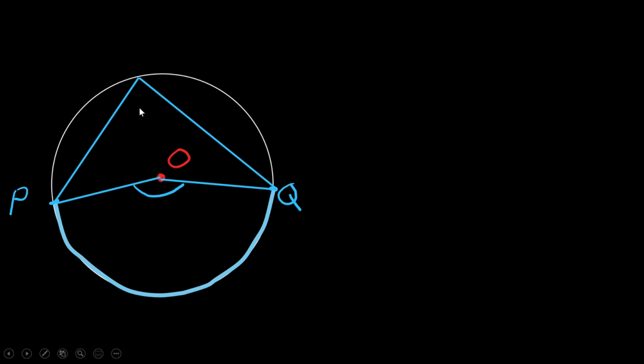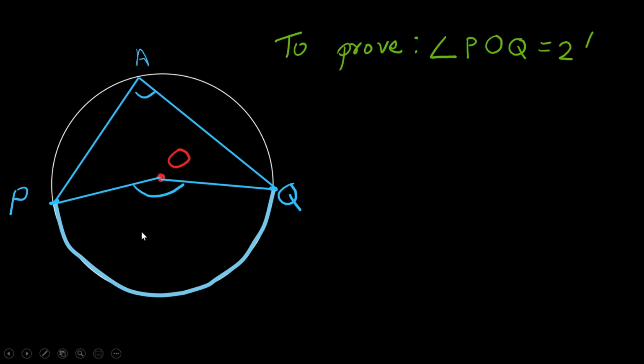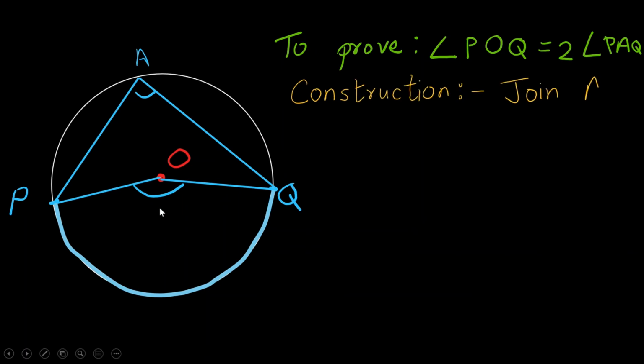So this angle is half of the angle that is subtended at the center. That we need to prove. So let's see what the proof is. Just now I told you that angle POQ will be equal to twice angle PAQ. Okay. So let's do a simple construction. We'll join AO and extend it to point B.